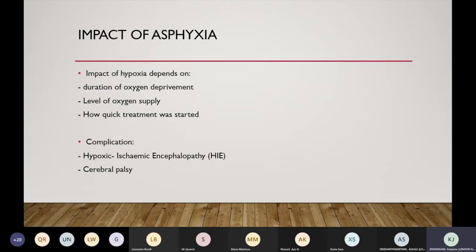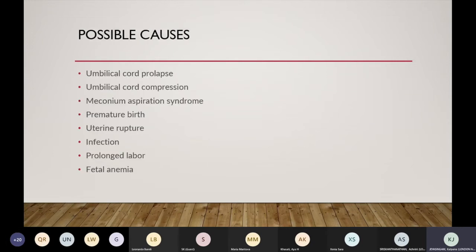Because of the lack of oxygen going to the brain, the brain cells are starved of the oxygen they rely on, they become ischemic, kind of dying off and becoming encephalopathic. And in the long run, these children might also be the ones who go on to develop cerebral palsy. What could be causes for a baby to be cut off from the oxygen supply that they're getting from the mother?